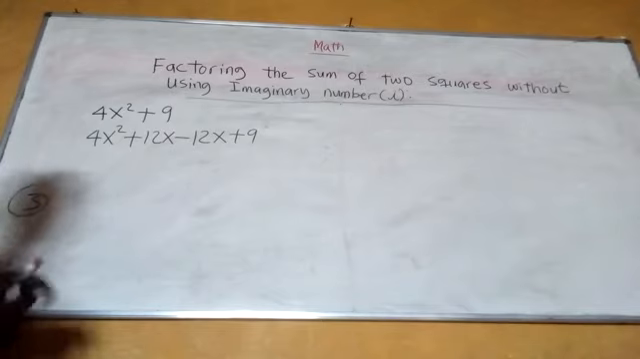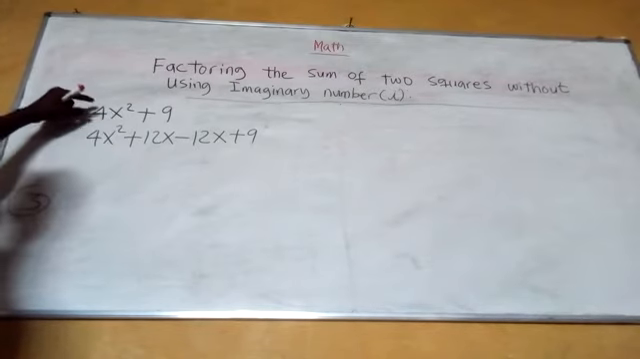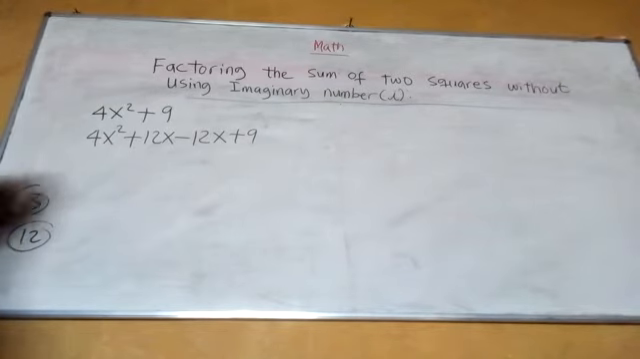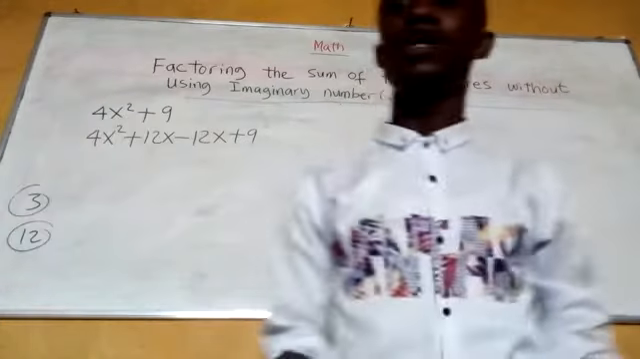Multiply 3 by the coefficient of the variable. The coefficient of the variable here is 4. 4 times 3 gives us 12. Now multiply the product by the variable. 12 times x gives us 12x. So 12x will be added and will be subtracted.